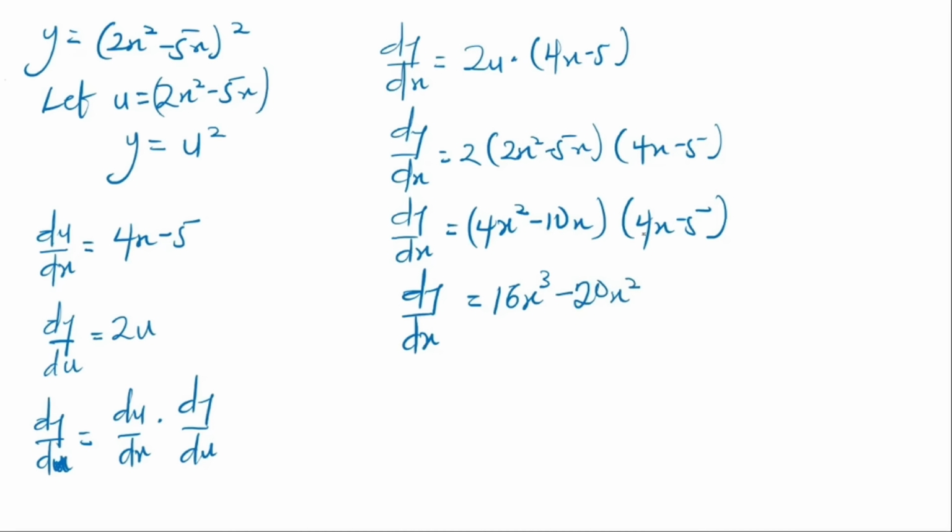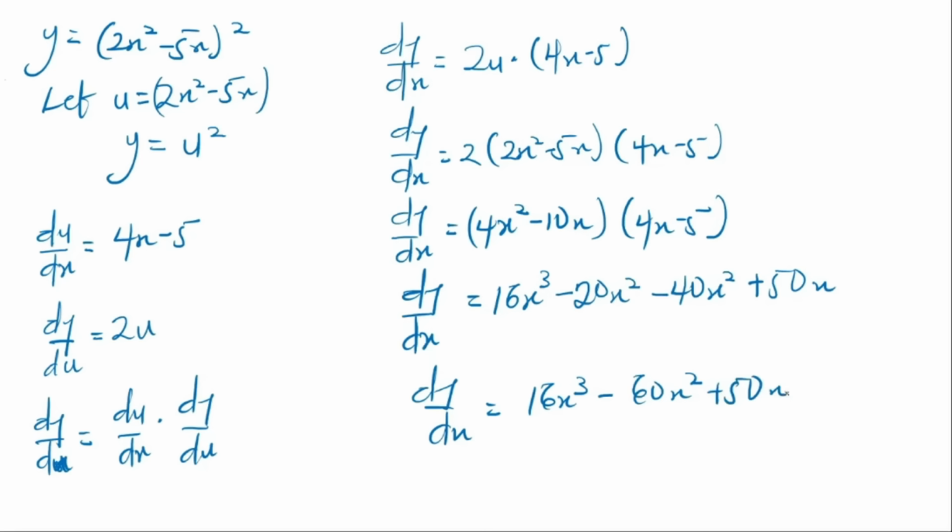So we have negative 10 multiplied by what? 4x, we get what? Negative 40x squared. Then we have negative 10 multiplied by what? Negative 5, we get what? Positive 50x. So our dy dx is equal to, this is negative 20x squared, negative 40x squared. So we have 16x cubed minus what? 60x squared plus what? 50x as our answer for differentiating this function above.